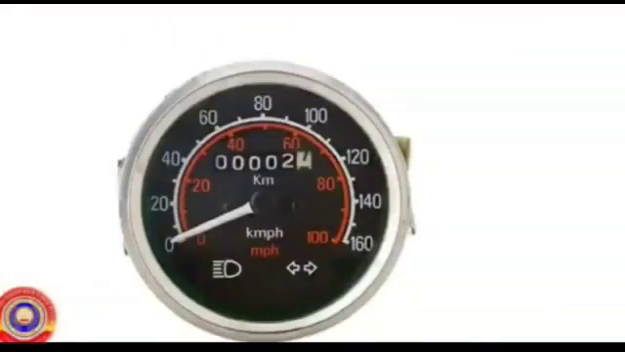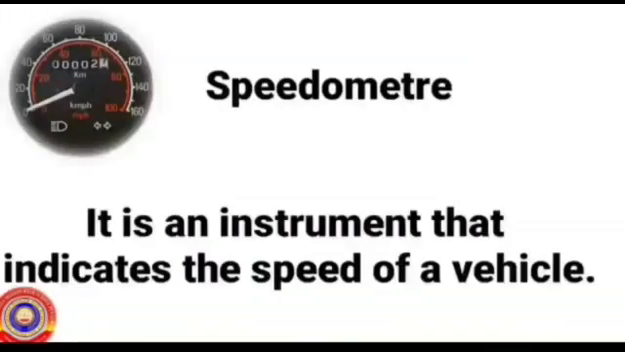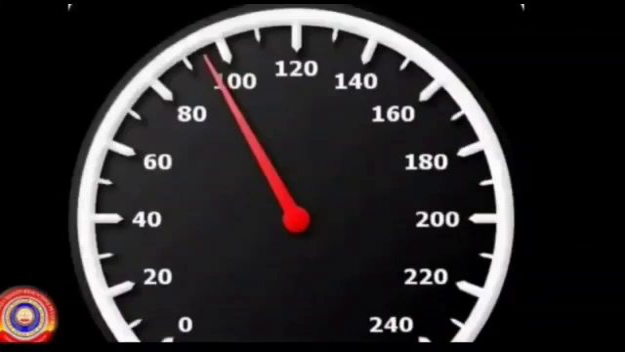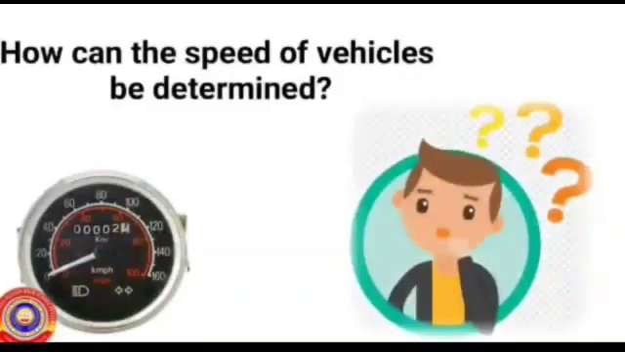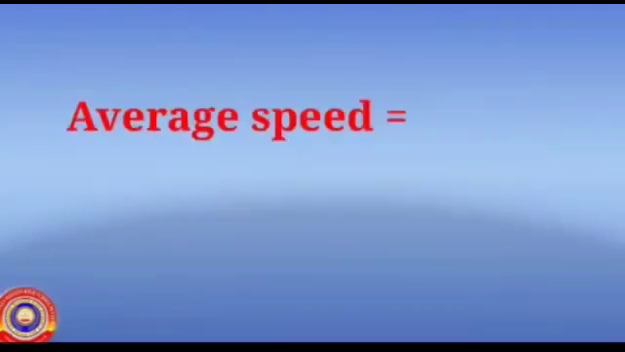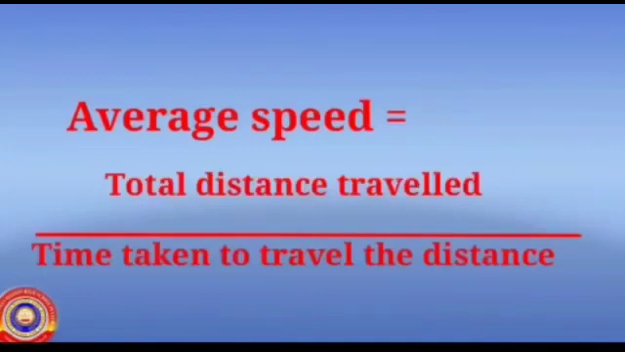Do you know the name of this instrument? Yes. This instrument is used in vehicles and it is the speedometer. This instrument indicates the speed of a vehicle. When looking at the speedometer, you can see different speeds at different times. In such situation, how can we find out the speed of vehicles? Yes, we find the average speed. Average speed equals total distance divided by total time taken to travel the distance.